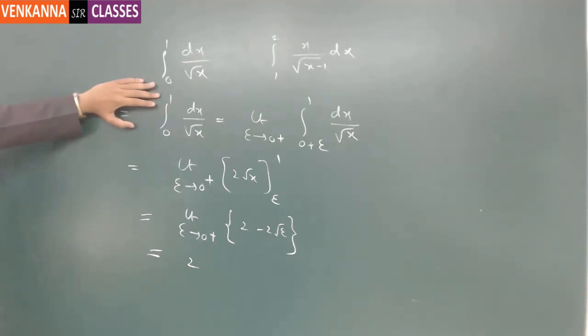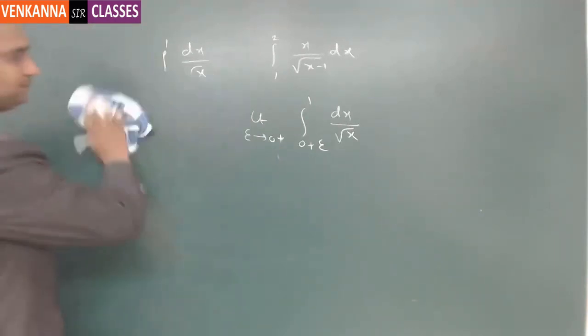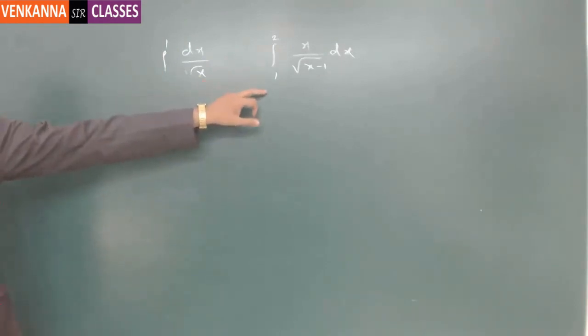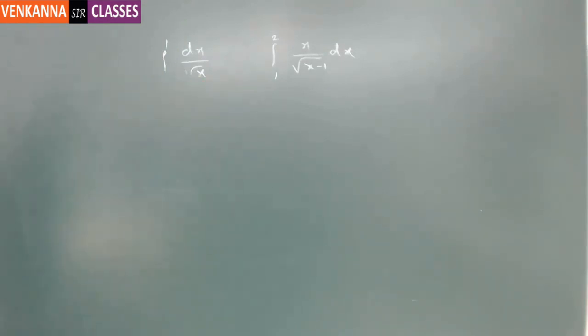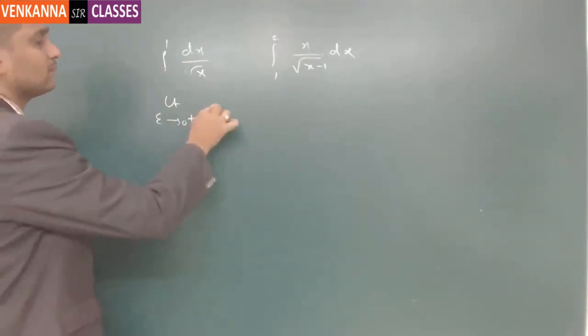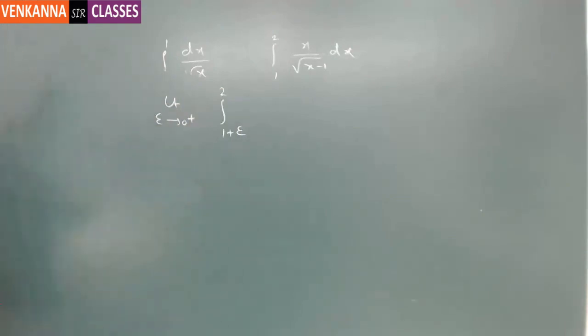Okay. So if you take the second problem, here 1 is the only point of discontinuity. So if you consider the integration as it is, it equals limit epsilon tends to 0 plus, integral 1 plus epsilon to 2, of the function.